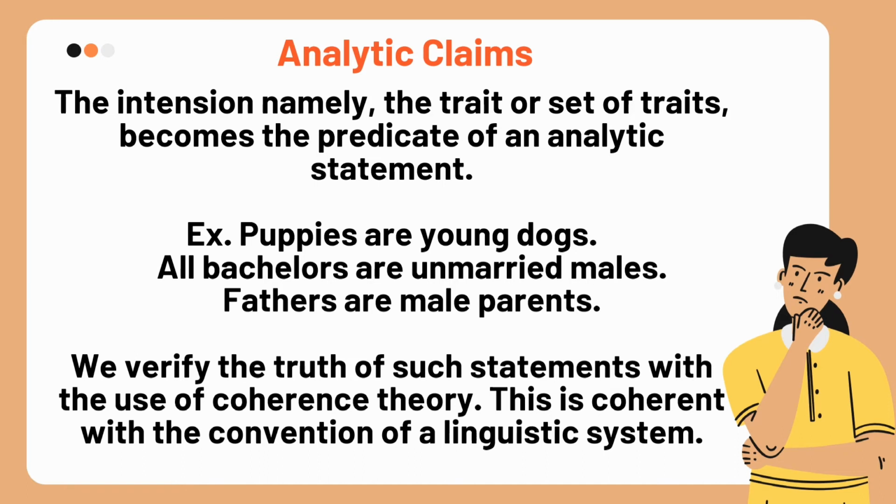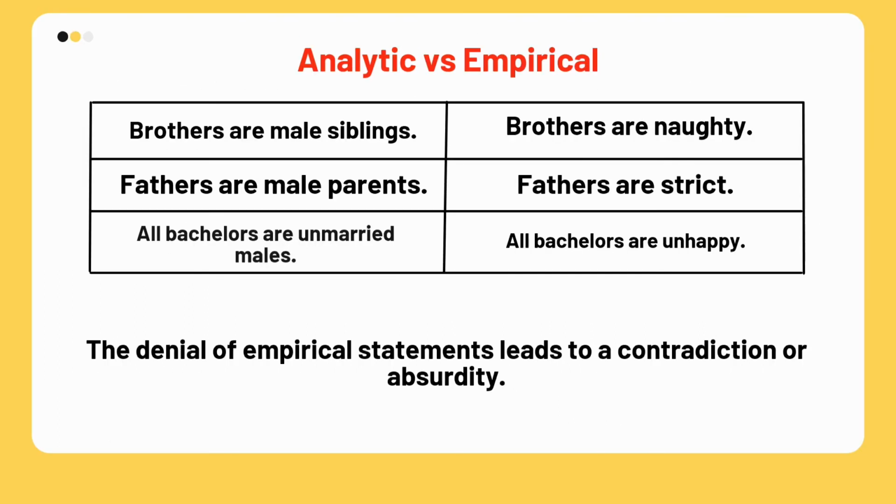So for us to understand analytic and empirical claims, we made a table on the next slide. Let's move forward. Immanuel Kant defined an analytic judgment as one where the predicate is contained in the subject. If we assert the statements on the left side of the table, we can easily notice that the predicate is being sustained and visualize the definition of Kant. In the language of Kant, if the predicate is outside of the subject, it is not part of the intention of the concept. So if we assert the right side of the table, the brothers are naughty, fathers are strict, all bachelors are unhappy, it is clearly not an analytical statement.